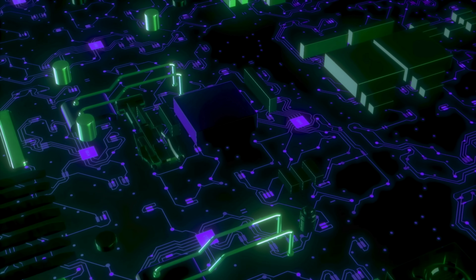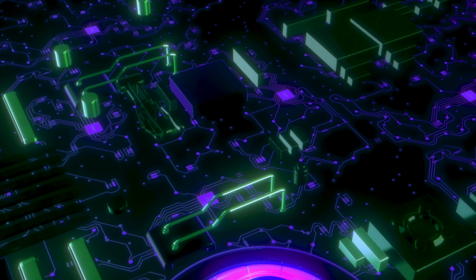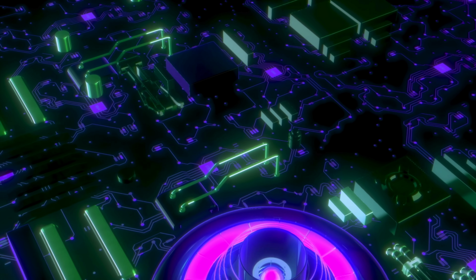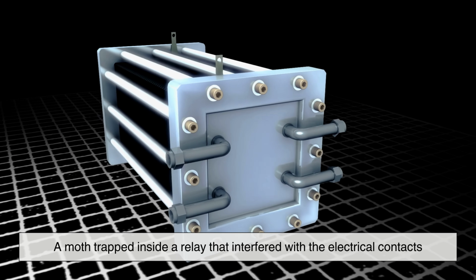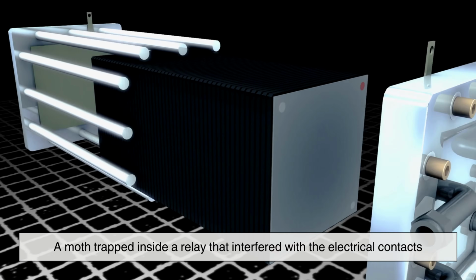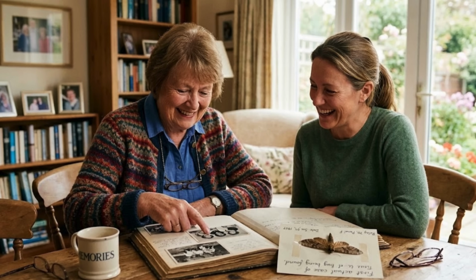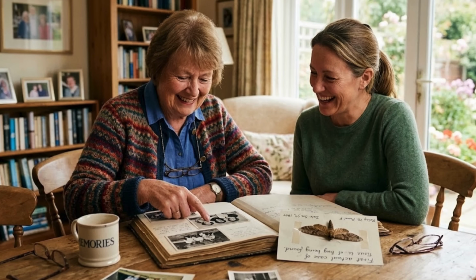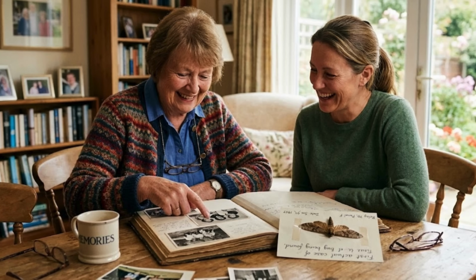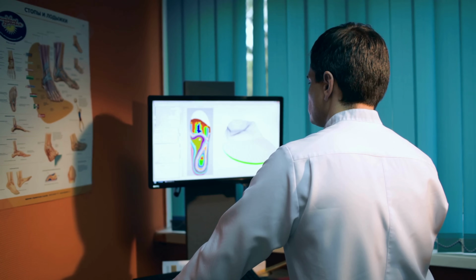One day, the computer began producing strange errors. Engineers searched the circuitry and discovered the cause: a moth trapped inside a relay that interfered with the electrical contacts. They removed it and taped the insect into the logbook with the note, "First actual case of bug being found," creating one of the most famous stories in computing history.